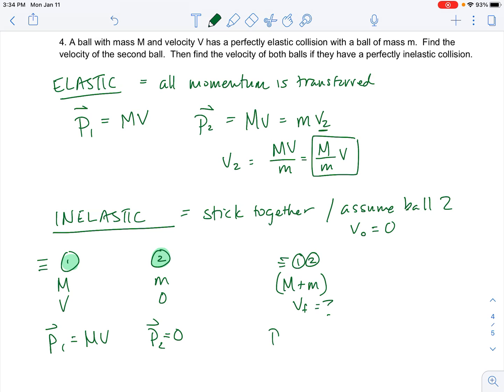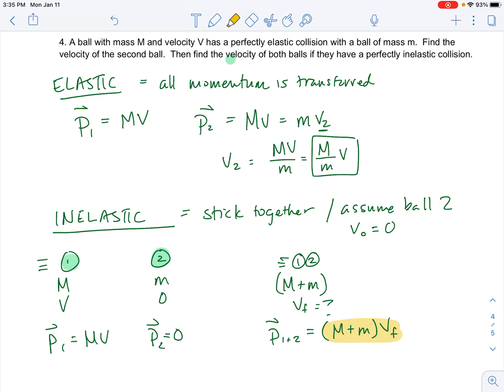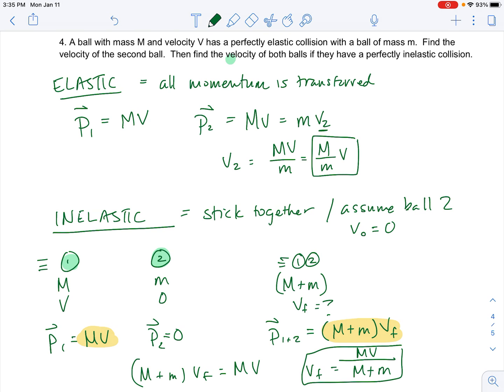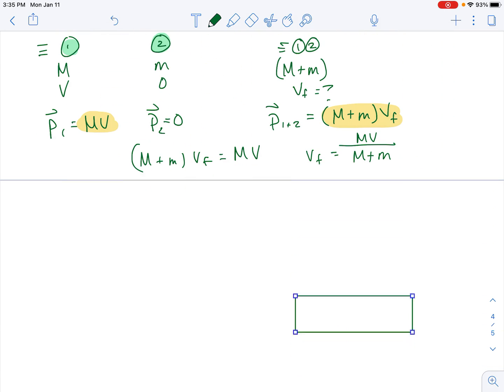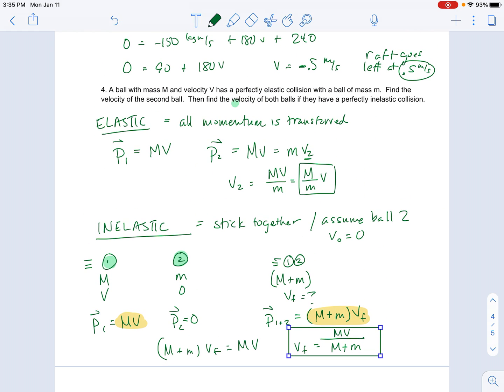So the momentum of both of them stuck together after the collision is equal to big M plus little m times VF. And this momentum after the collision must equal this momentum before the collision. And I'll solve it for VF. And there we have it. So we're really just practicing solving with variables instead of numbers.